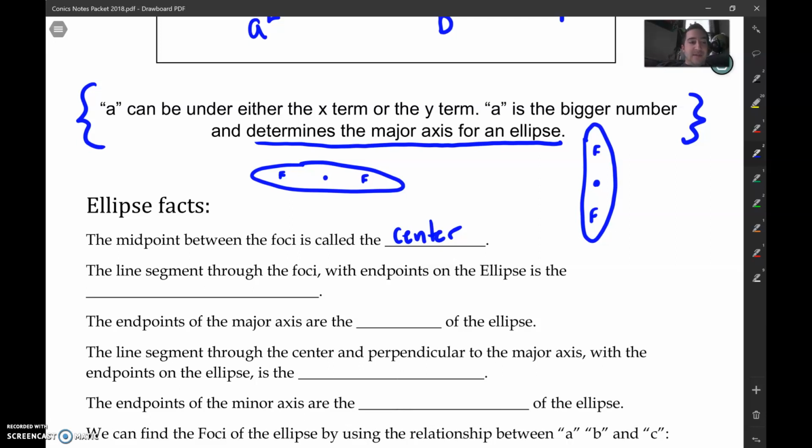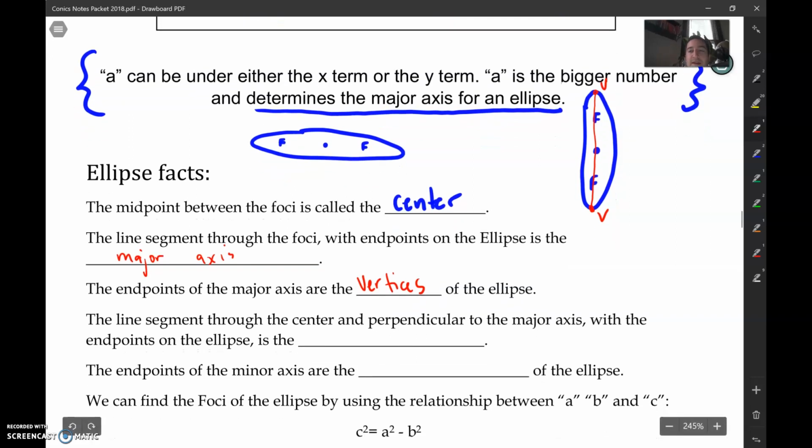The line segment that cuts through the foci and has two endpoints on the ellipse, something like this, that is the major axis. The longer of the two segments is called the major axis. And the endpoints of the major axis are the vertices. It's almost like vertices of a triangle or something, but these are the vertices. So that would be vertex number 1, vertex number 2. So you've got your major axis connected to your foci and your vertices.